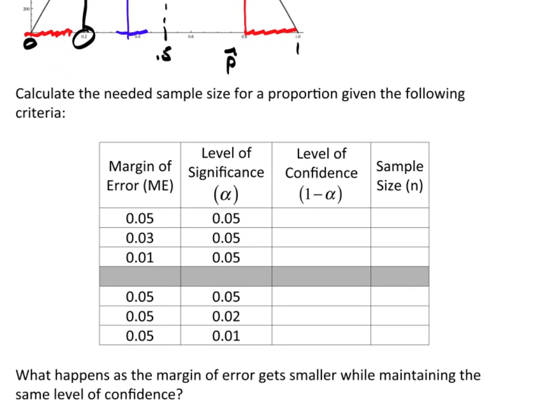So let's take a look at this here. I want to calculate the needed sample size for proportion given the following criteria. First of all, if you look here, level of significance for the first three are always the same, 0.05, 0.05, 0.05. And then the margin of error is what changes. So if 0.05 is a level of significance, then the confidence level, 1 minus 0.05, is 0.95. So all of these have 95% confidence intervals. All that's changing is the margin of error. It's like I want a tighter and tighter and tighter interval.